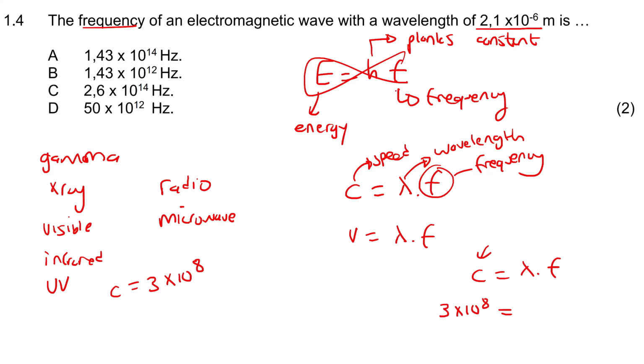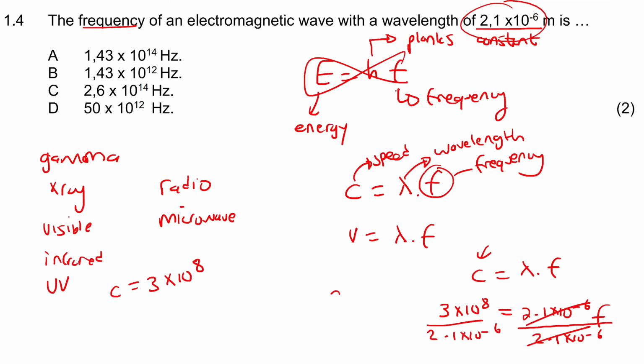And then the wavelength is 2.1 times 10 to the minus 6. And then we just have to find f. So to get f by itself, you're going to divide this side by 2.1 times 10 to the minus 6. And what you do to the one side, you do to the other side. So that these can now cancel. And so if you had to go calculate that, if you round off to 2 decimal places, you should get 1.43 times 10 to the 14. Oh, but we can just choose from here. 1.43 times 10 to the 14, there it is there.